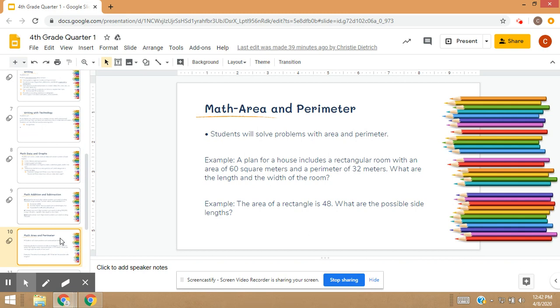All right, so area and perimeter. So students are going to solve problems with area and perimeter. So this is an example. You can read it on your own time, but we use different strategies for this, like length times width or using the area models and things like that.